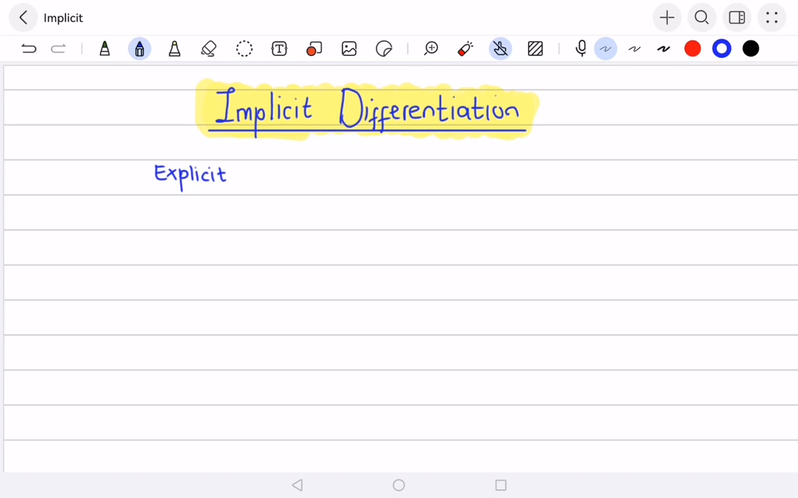Explicit functions are functions in the form y equals a function of x. So y is isolated. You have y on one side and a function of x on the other side. For example, if you have a function like y equals 2x squared plus 3 ln x, on one side you have y, which is isolated.